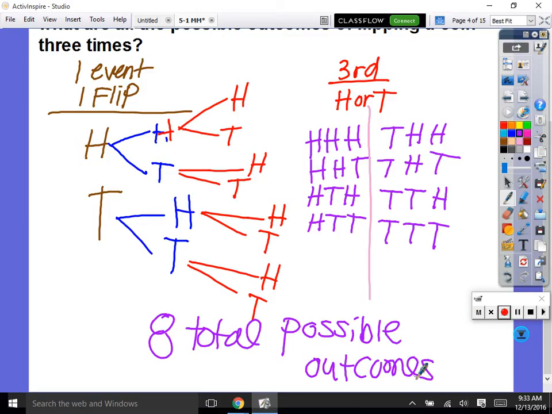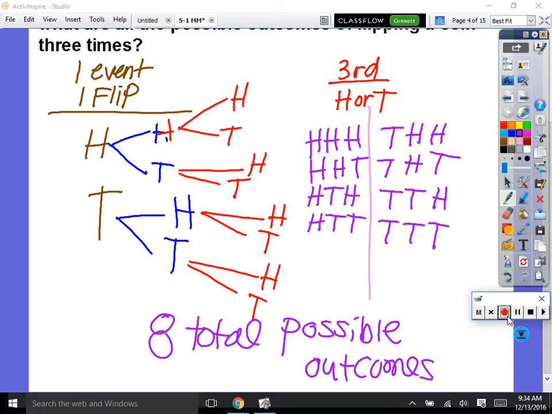What's that probability? Just curious, did anybody get tails, tails, tails? Yeah, it's kind of interesting. How many of you got 2 heads in your answer? 1, 2, 3 of you.